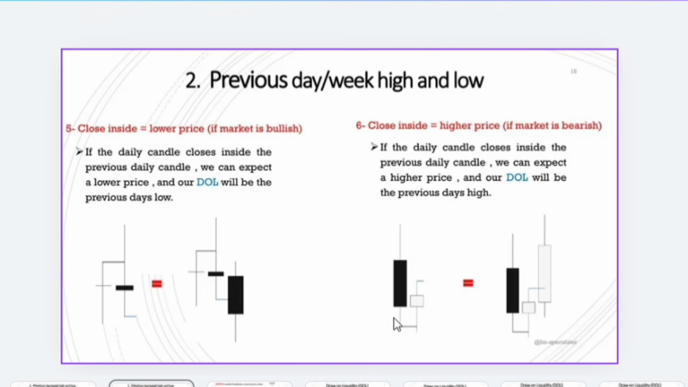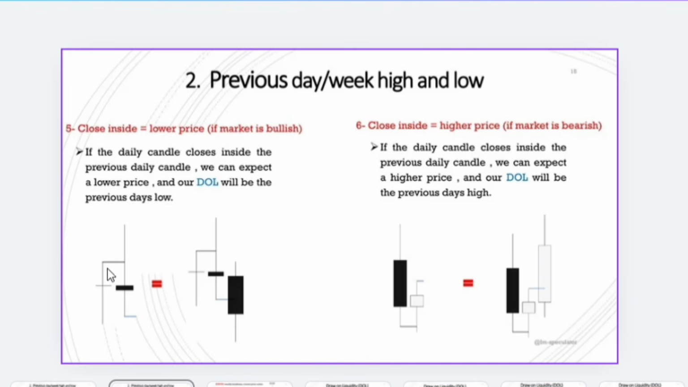The fifth one is the close inside, which means lower prices if the market is bullish. This particular segment is conditioned by the market movement, whether it's bullish or bearish. I said if the daily candle closes inside the previous day candle, we can expect a lower price, and our draw on liquidity will be the previous day low. This particular candlestick is called, I think, a pin bar candle or something like that, if you are doing price action, you understand? This shows that we are indecisive. Price does not know if it should go up or go down.